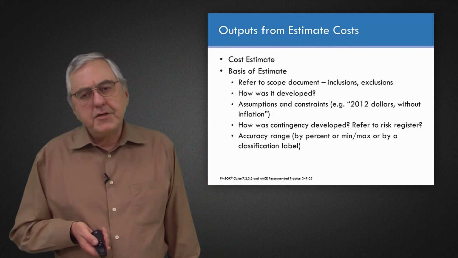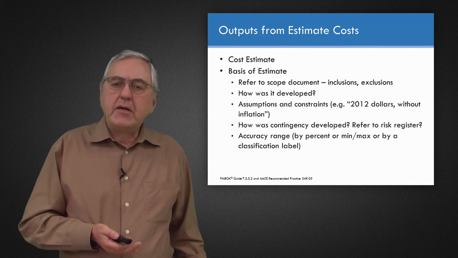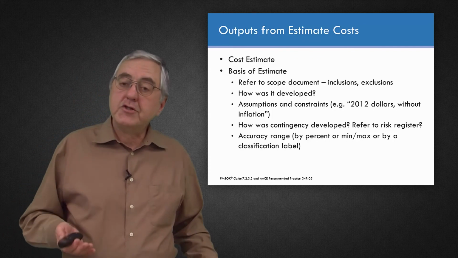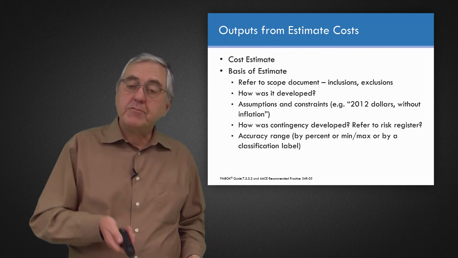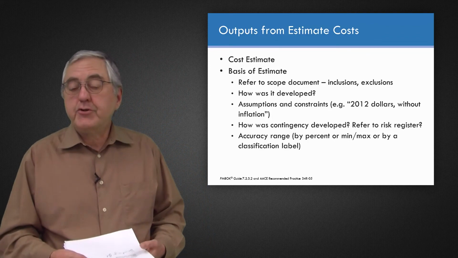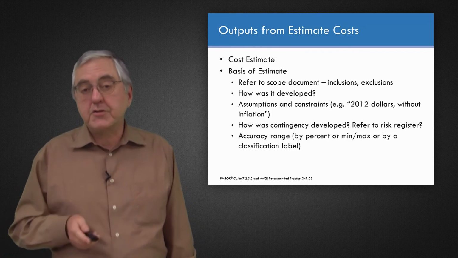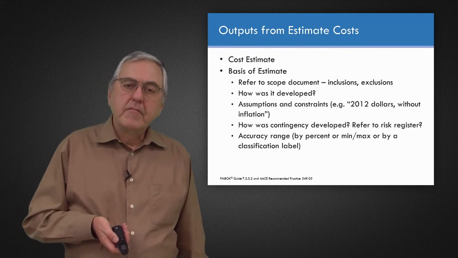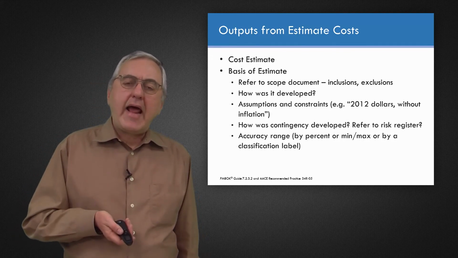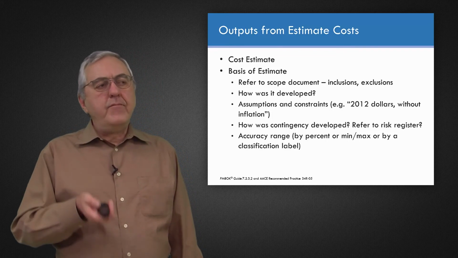How was the contingency developed? Was there just a percentage applied to the estimate for contingency reserve? Were there specific risks that are envisaged? Maybe the cost estimate should refer readers to a risk register listing what were assumed as risks by your estimating methods. And importantly, what kind of accuracy range might apply to this estimate?